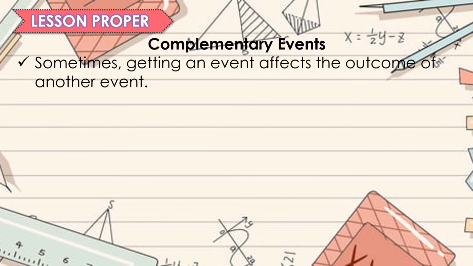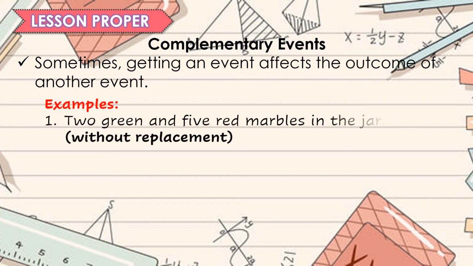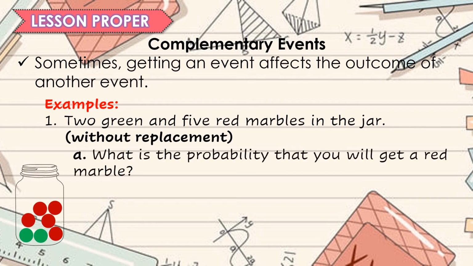Sometimes, getting an event affects the outcome of another event. Take a look at these examples. For number 1, 5 green and red marbles in the jar. What is the probability that you will get a red marble? So our problem letter A is simple. Our event is 5 and the total marbles in this jar is 7. So the probability of getting a red marble is 5 over 7 or 0.71 or 71%.